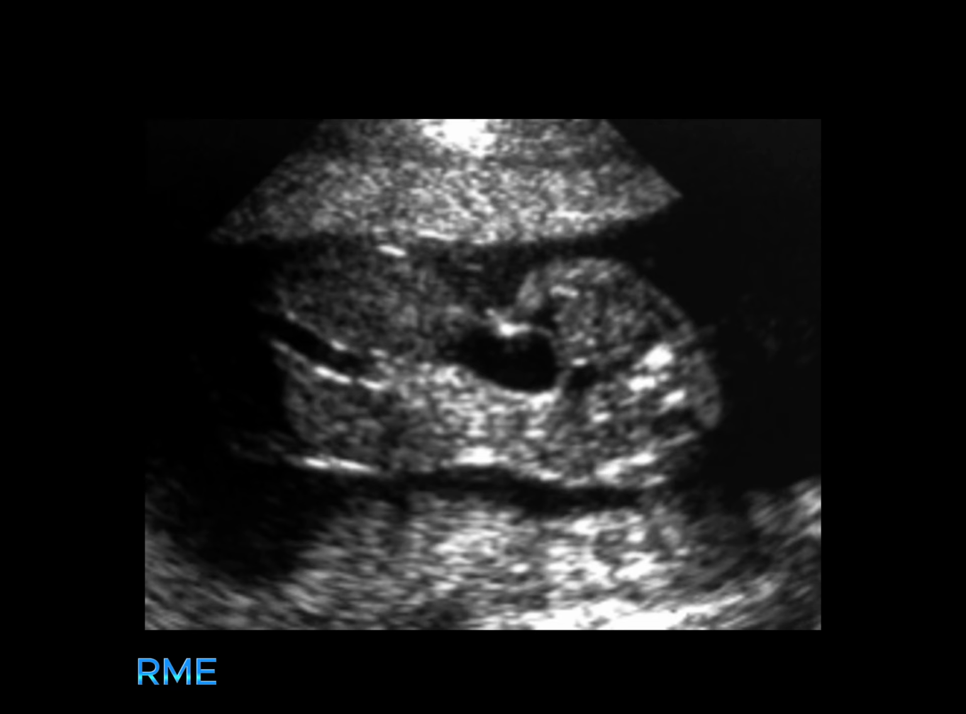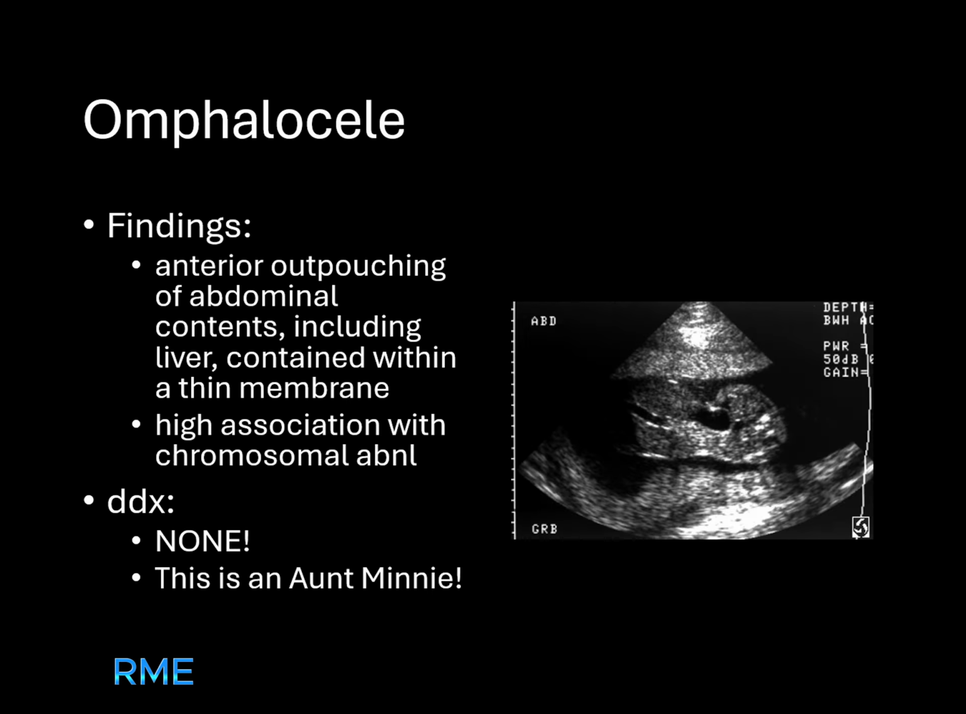What abnormalities do you notice in this image? Here I see an anterior outpouching of abdominal contents, including the liver, contained within a thin membrane. These findings are characteristic of an omphalocele. This congenital anomaly is often associated with chromosomal abnormalities. There are no differential diagnoses here.